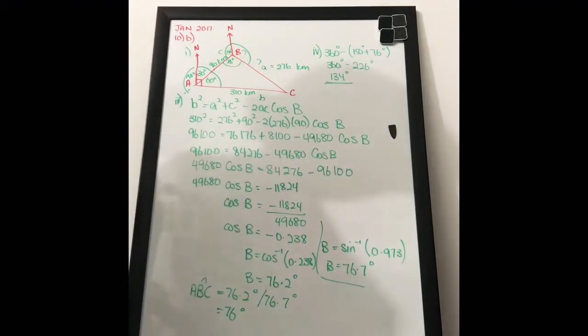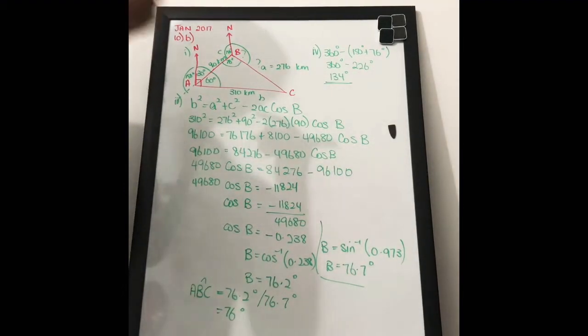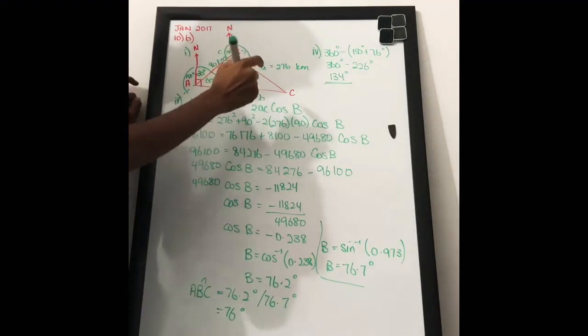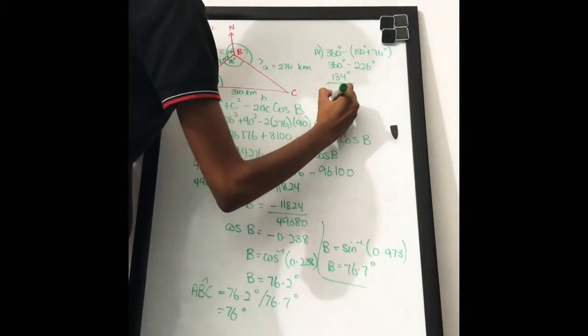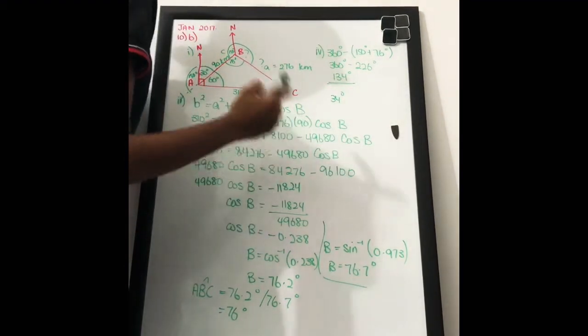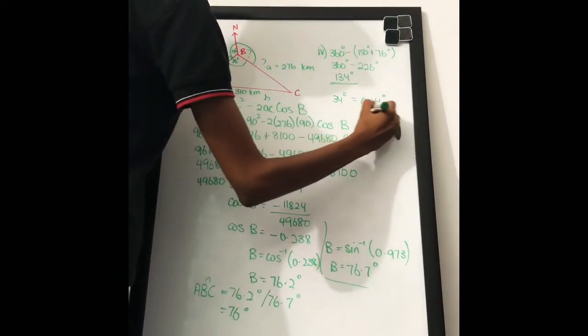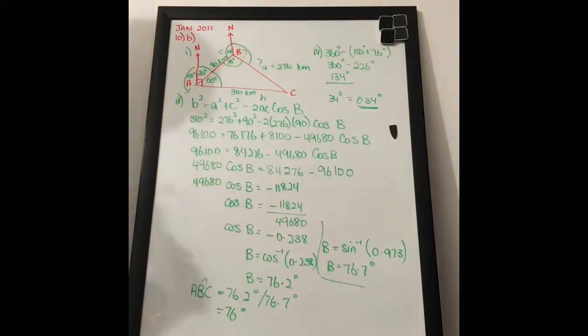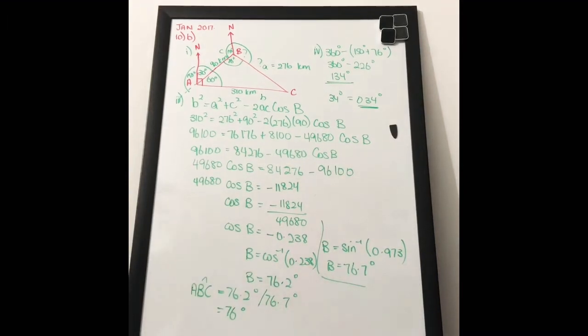Now, remember that bearings are always three figures. So let me just say we found this angle to be 34 degrees. The bearing would actually be 034, because it must be three figures. So that was just something to note. And that's the end of this question.